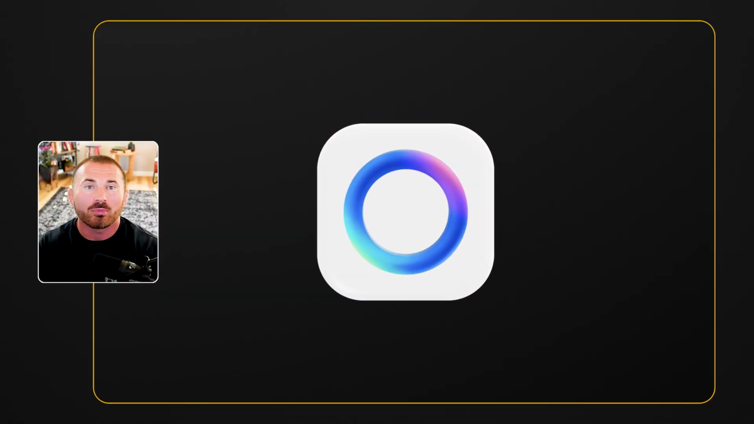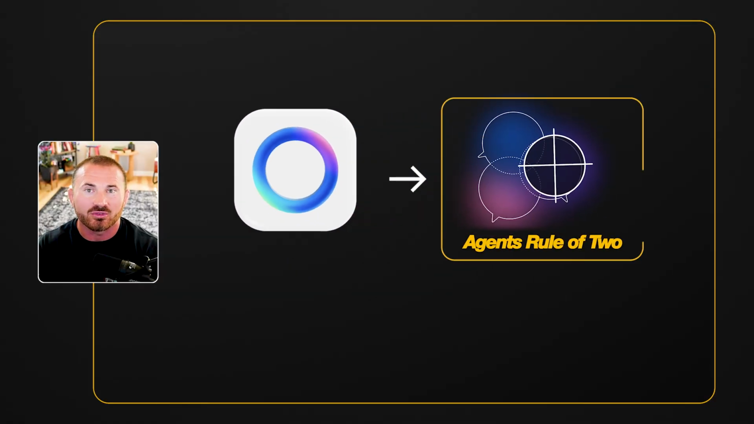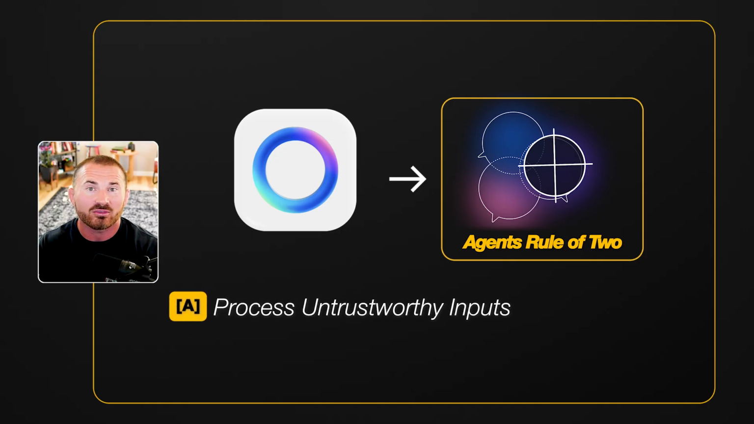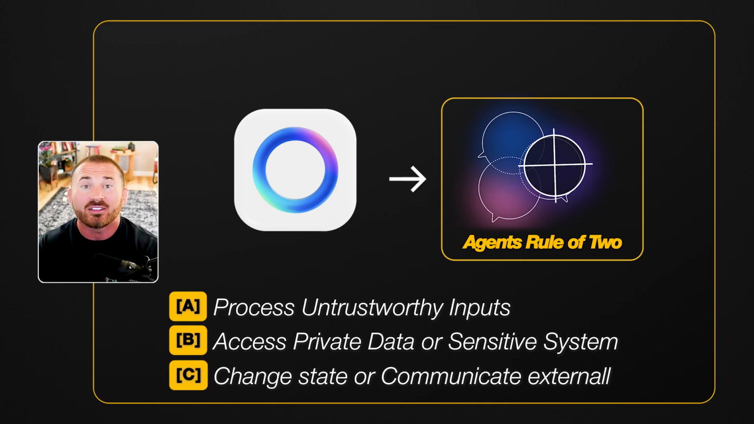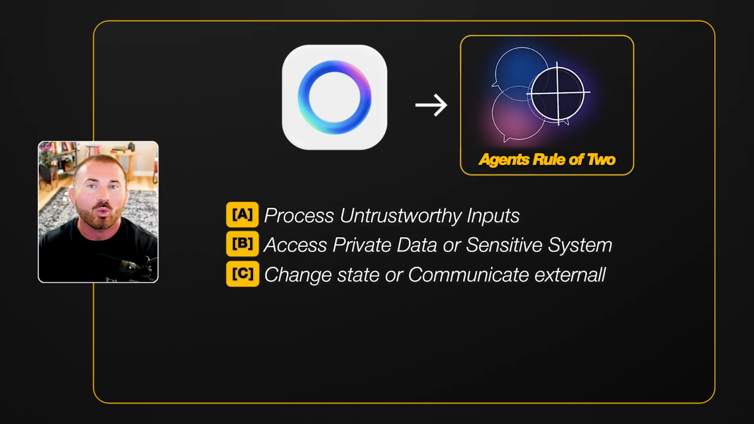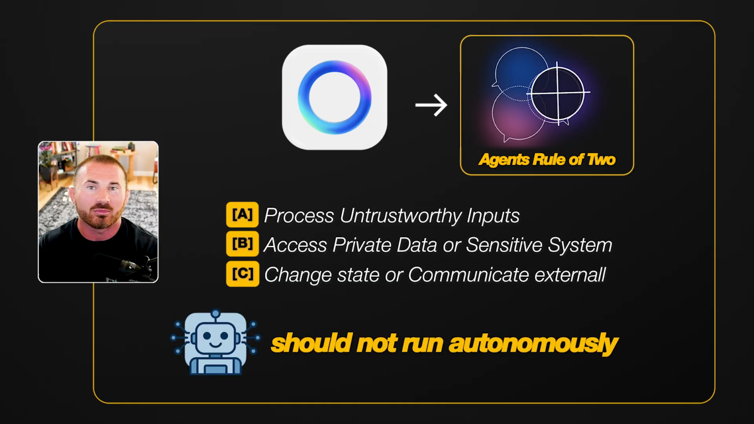Meta proposed one of the more practical framings called the agent's rule of two. In any given session, the agent should satisfy no more than 2 of 3 properties. The first is processing untrustworthy inputs. The second is access to sensitive systems or private data. And the third is the ability to change state or communicate externally. If the job genuinely requires all 3, the agent should not run autonomously. A human approves the consequential step, or the contexts get reset before the risk compounds.